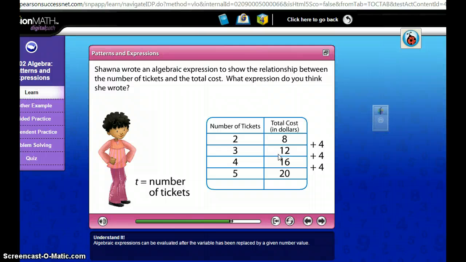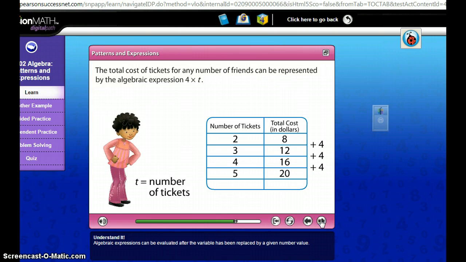Claire? T times 4. Let's see. T times 4. 2 times 4 gives you 8? Yes. T times 4 gives you 12? Yes. T times 4 gives you 16? Yes. T times 4 gives you 20? Yes. The total cost of tickets for any number of friends can be represented by the algebraic expression 4 times T. Or T times 4, same thing.